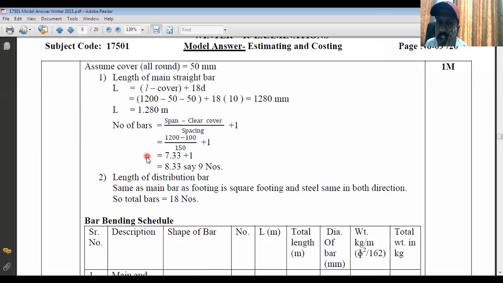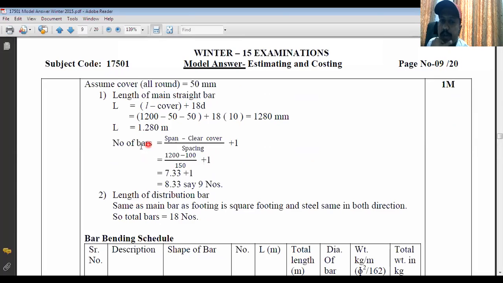So in this case, the length of straight bar we have calculated. Then by putting in our standard formula, number of bars equals total span minus clear cover divided by spacing plus 1. The span you know, that is 1200. Clear cover is 2 into 50, that is 100, divided by the center to center spacing mentioned in the problem, and plus 1, so it becomes 9. So the number of bars that you require is 9 bars.